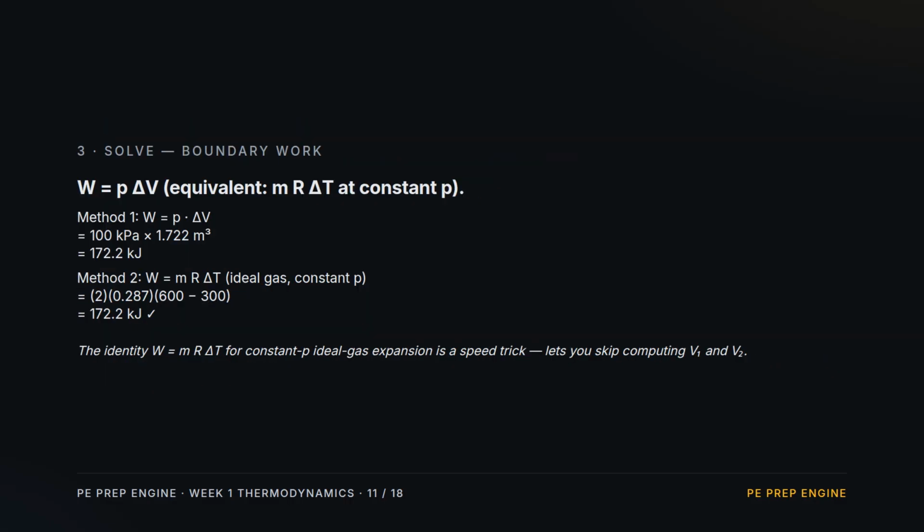Step 2. Boundary work. At constant pressure, W equals P times delta V, 172 kilojoules. Equivalently, W equals mR delta T for an ideal gas. Same answer. Memorize that shortcut. It skips the volume calculation when only work is asked.